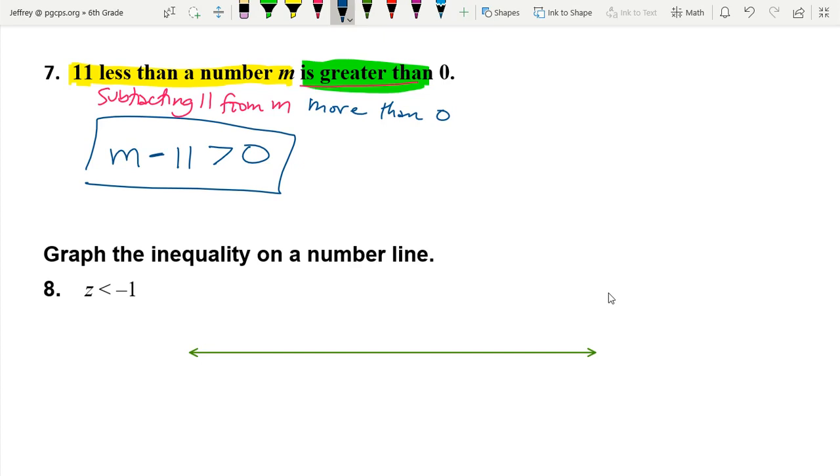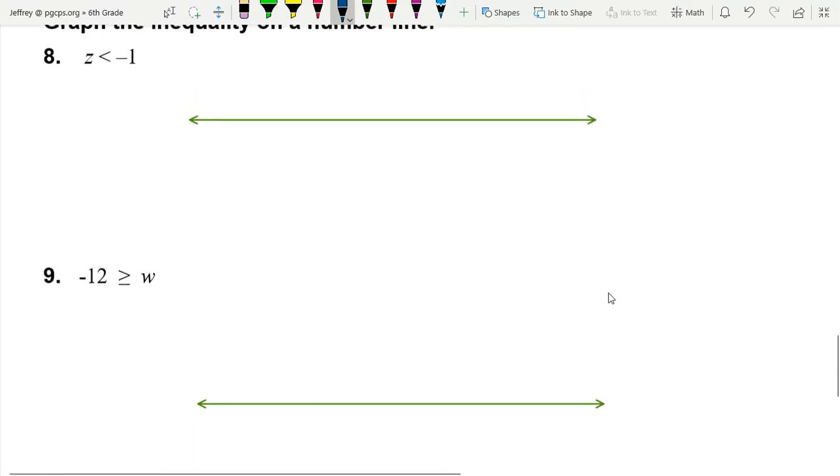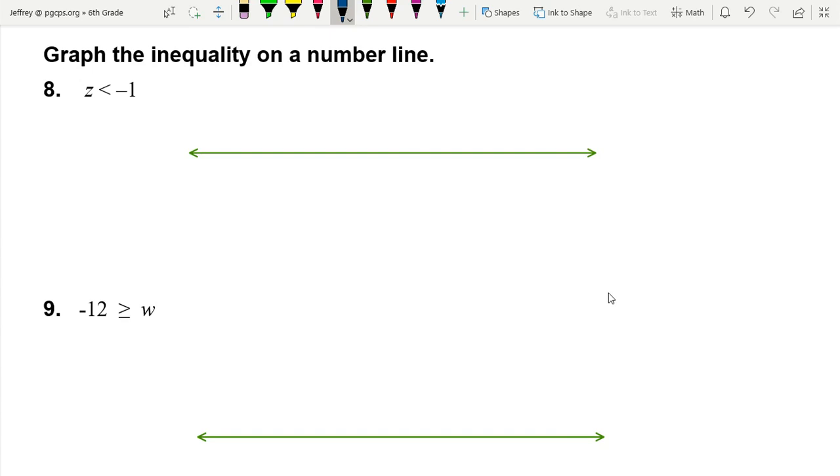Now, let's graph inequality. Now remember what I said earlier, using the number line can show us the possible solutions. For example, if I say the money I have is less than $10, that means I have either $9, $8, or $2, right? Those are the possibilities that I have. So the number line shows us a range of solutions. Now, for example, z is less than -1.